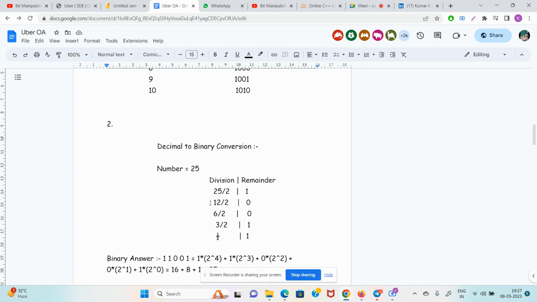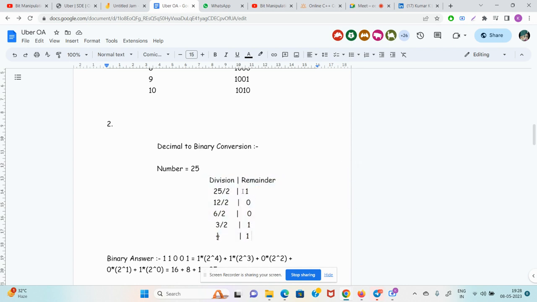Again divide 12 by 2. The remainder is 0. After you divide 12 by 2, it becomes 6. Again divide 6 by 2. The remainder is 0. Once you divide 6 by 2, it becomes 3. Again divide 3 by 2. The remainder is 1, and you get 1 in the quotient, so 1 comes down. Again divide 1 by 2, you get the remainder as 1 and the quotient as 0. As soon as the quotient becomes 0, you stop the process.